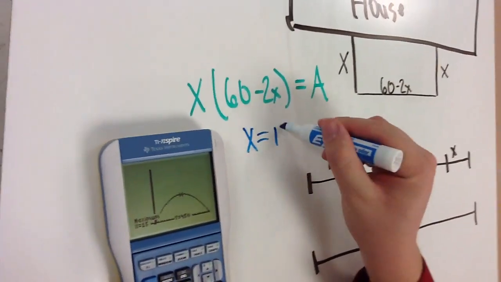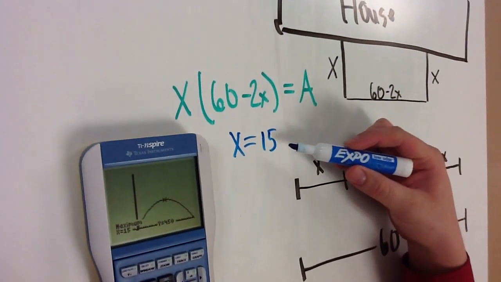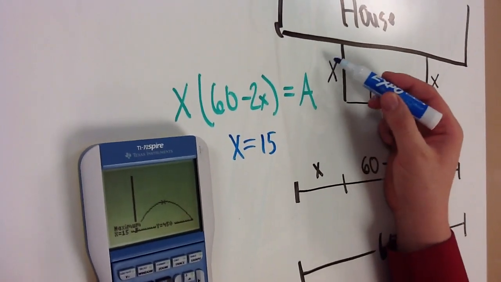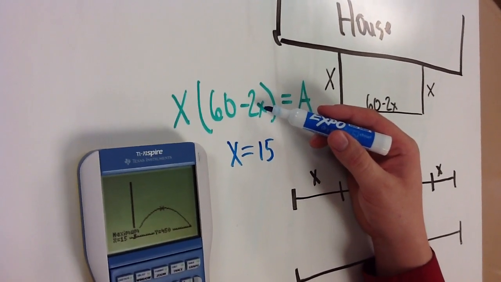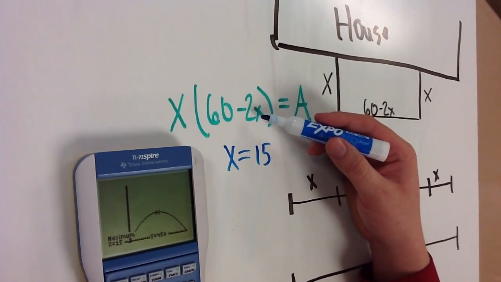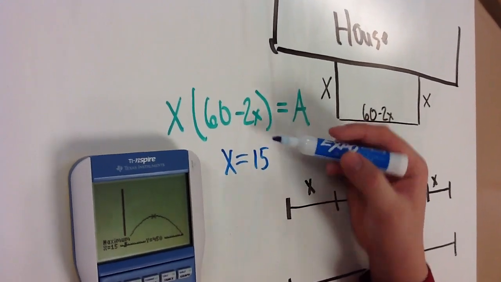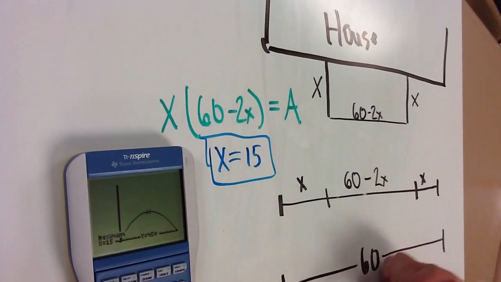X equals 15. If it wants the dimensions, all you have to do is plug 15 into this and figure out what it is, and that'll be there. But the question's asked, plain and simple, what should x be? So the answer we'll stick with is x equals 15.